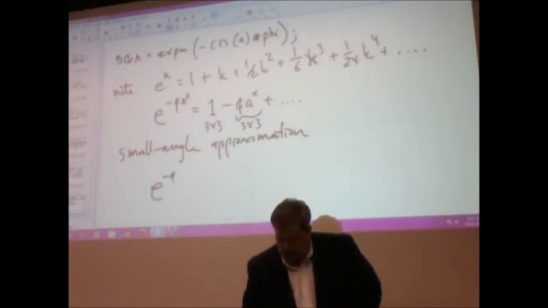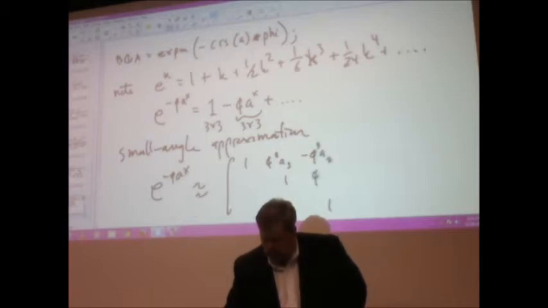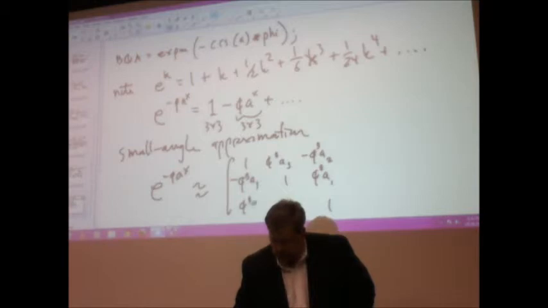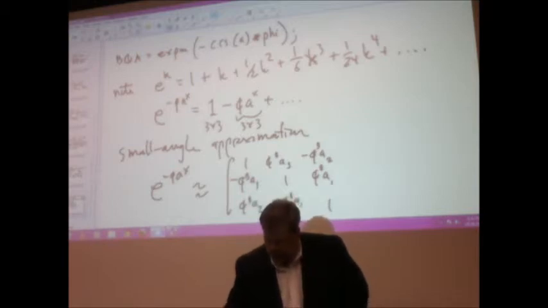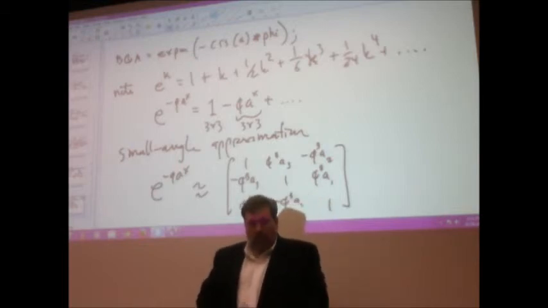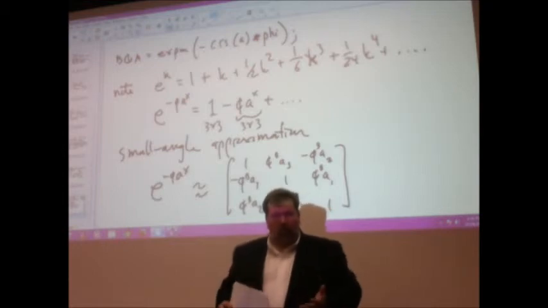E to the minus phi a cross is approximately equal to 1's on the diagonal, and then phi a3, phi a2, phi a1, and so forth. So this is an approximation for the direction cosine matrix. When you have a small angle, when the value phi is small, it's good. Now the axis a doesn't really come into play in terms of small and large. It's just a unit vector.